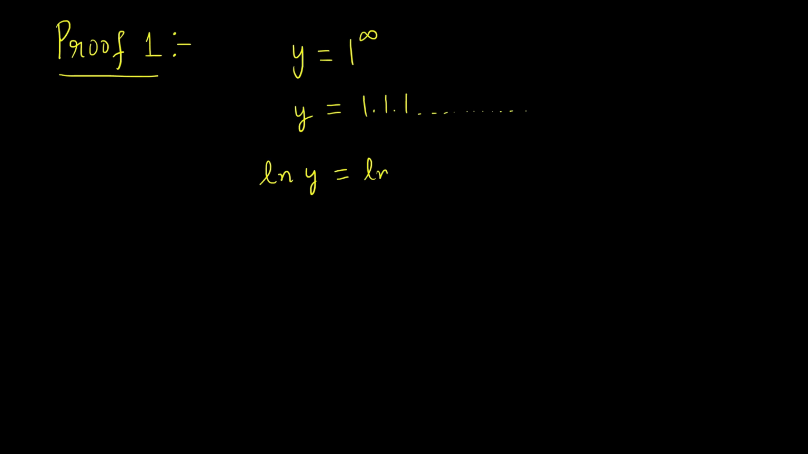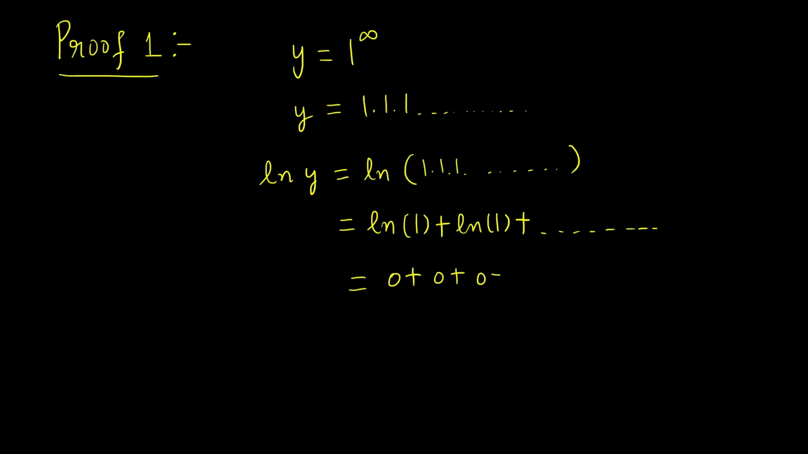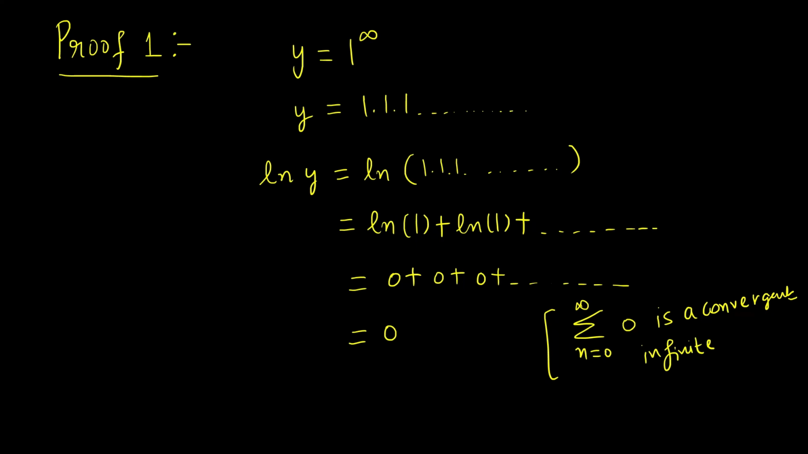So in proof number 1, I'm going to assume that y is 1 to the power infinity, which is 1 times 1 times 1 and so on. Now take natural log on both sides. Using the property of the log, you get ln 1 plus ln 1 plus ln 1 and so on, which is 0 plus 0 plus 0 and so on, which is nothing but equal to 0. It's not hard to believe that the sum of zeros with itself is actually equal to 0, because this summation, n equals 0 to infinity of 0, is a convergent infinite series. That means this infinite sum makes sense and it has got a value. It's not undefined. The sum is equal to 0.